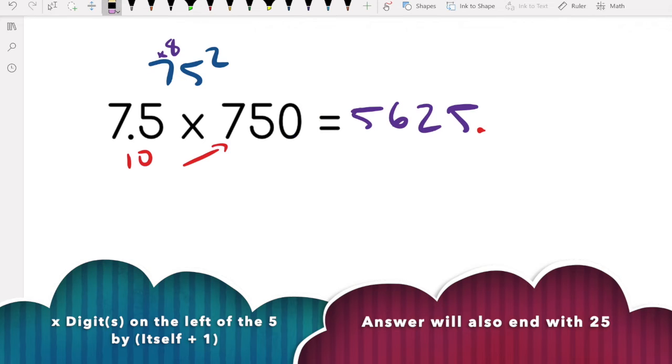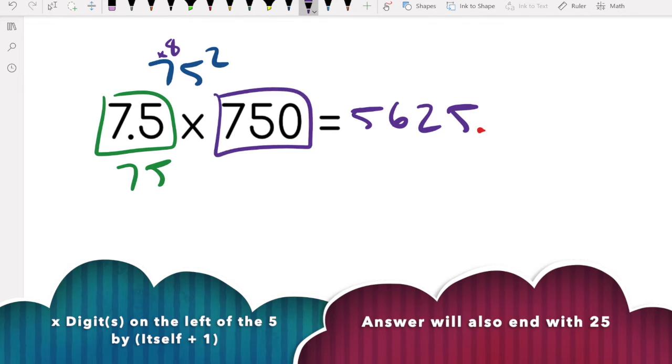If you don't like to estimate, I encourage you to estimate, but you can also think, okay, to make this number 75, I multiplied by 10. But then to make this number 75, I divided by 10. So here I multiplied by 10, and here I divided by 10. Essentially, those cancel each other out because when you multiply a number by 10, then you divide by 10, it's like you did nothing. So 75 squared is going to give me the final answer. I don't need to put that decimal anywhere.